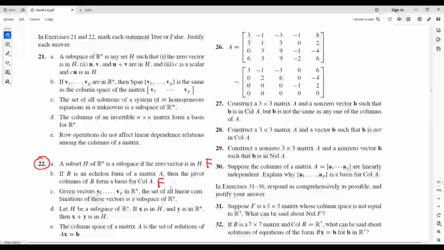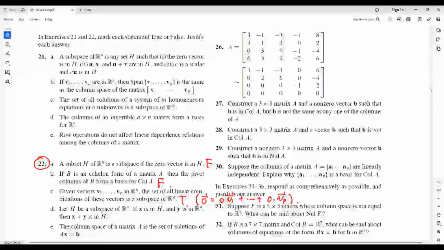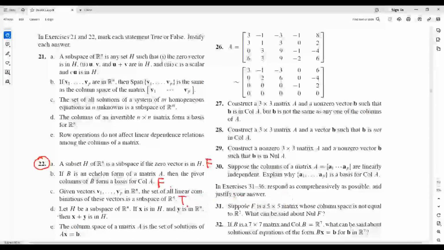C. Given vectors v1 till vp in Rn, the set of all linear combinations of these vectors is a subspace of Rn. True. First of all, the zero vector is a linear combination of v1 till vp. Then we can easily verify other properties.